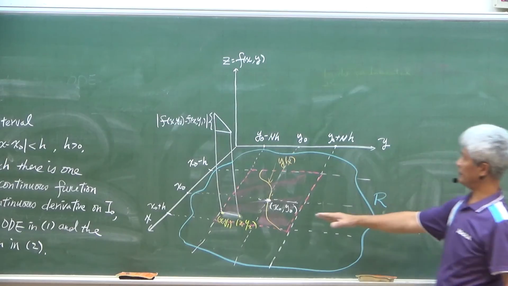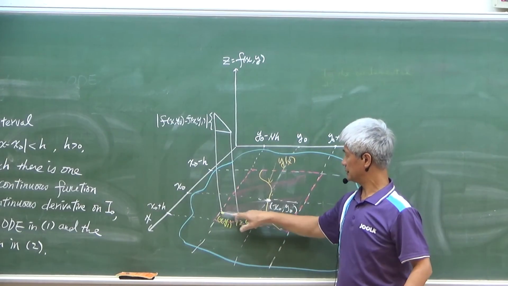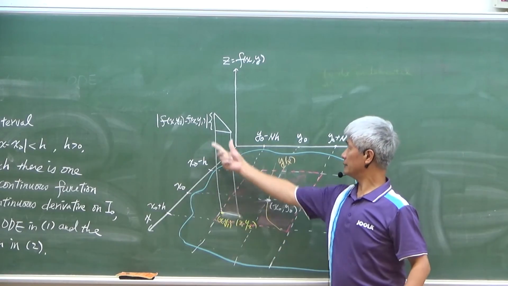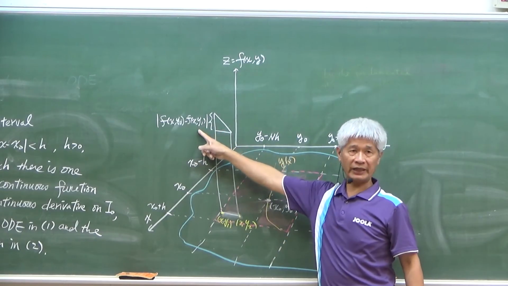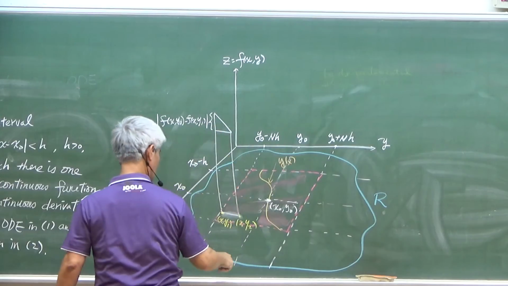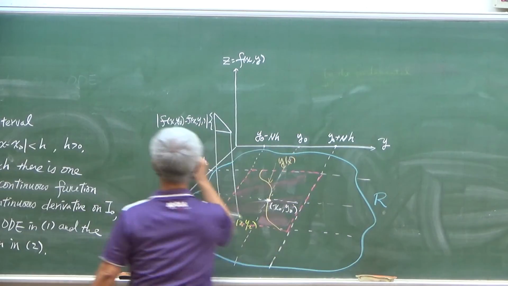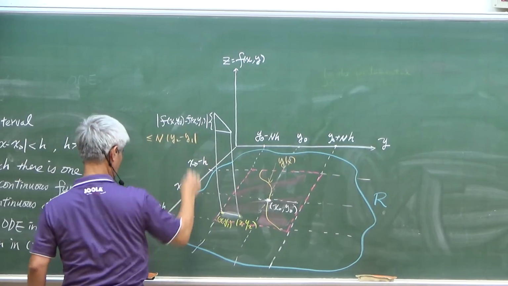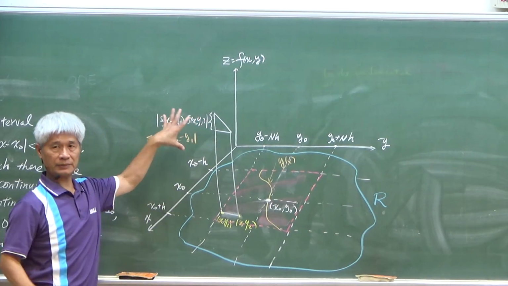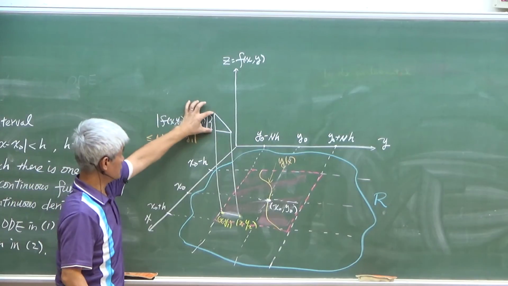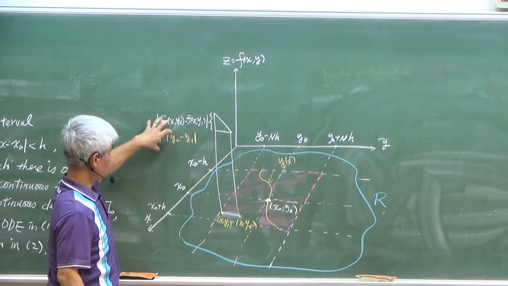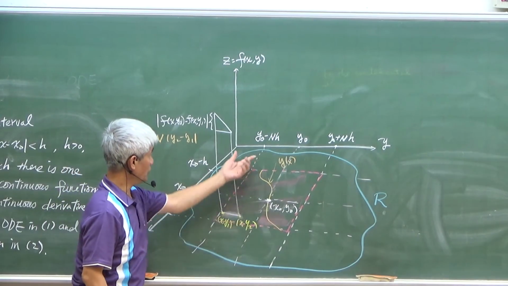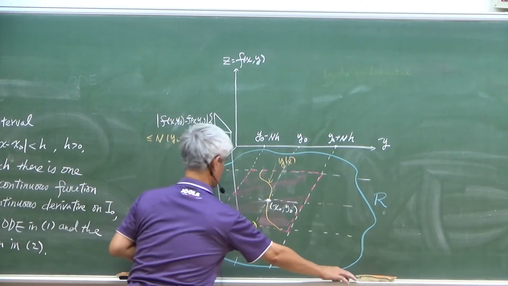So if you are given the same x but different y, then the difference of the corresponding function values should be less than or equal to N times |y2 minus y1|. This must always be true. So the difference should be upper bounded by a constant N times the difference between y1 and y2.